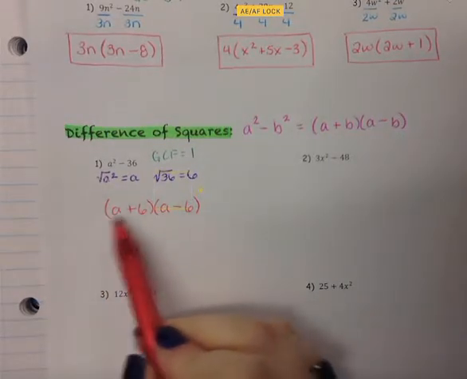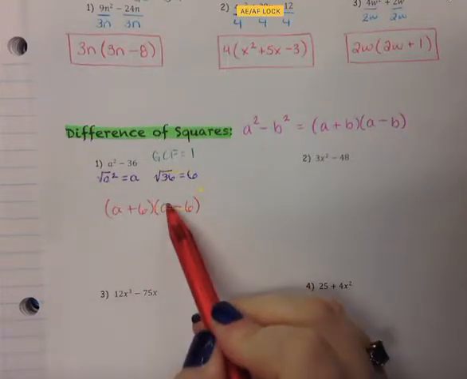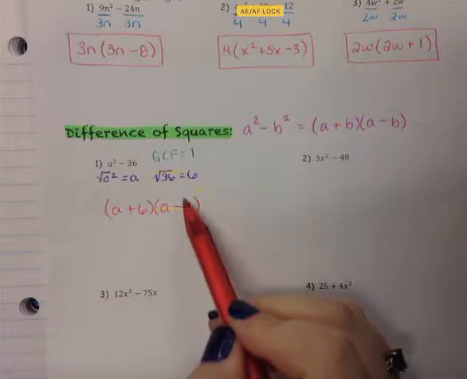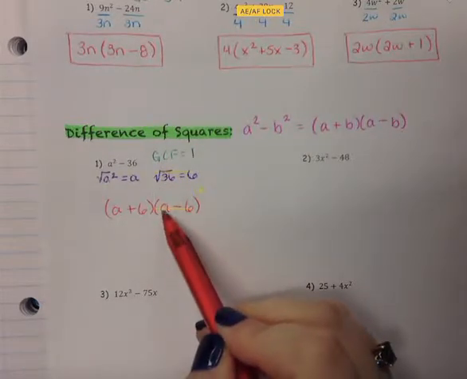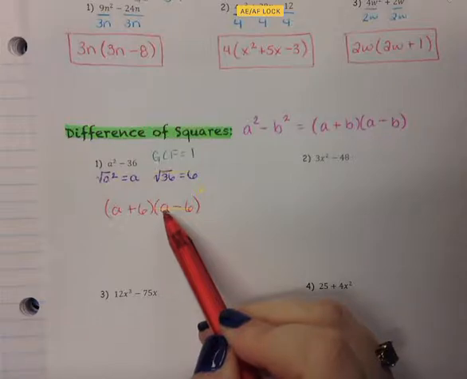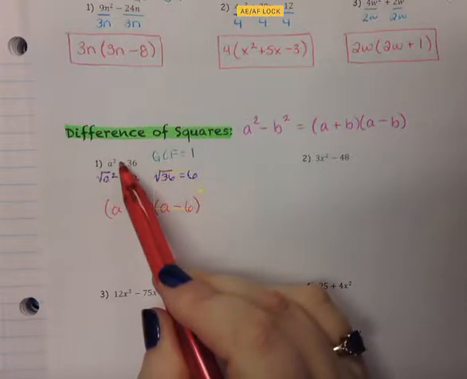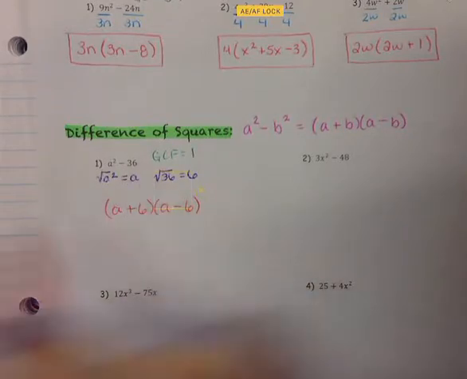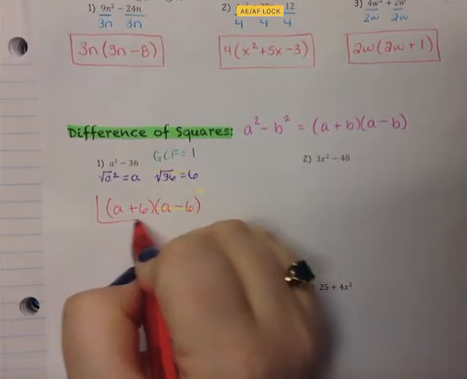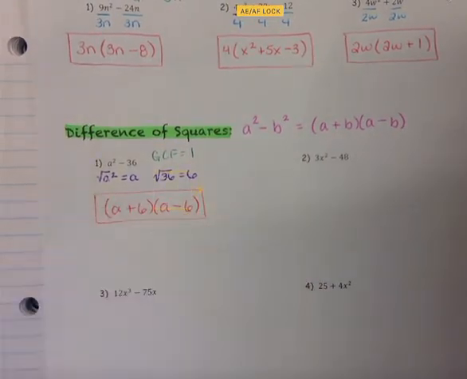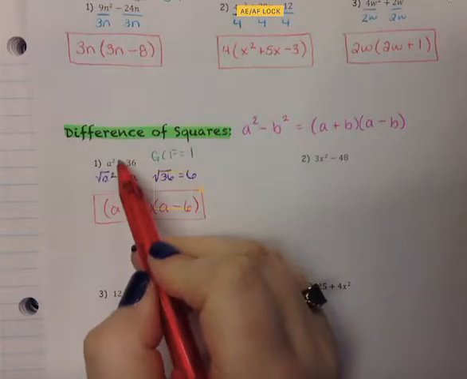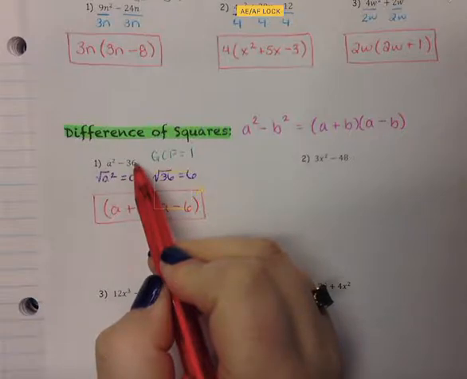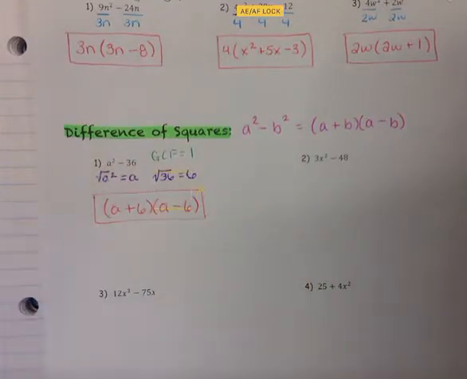If I were to distribute this back through, I would have a times a is a squared, a times negative 6, which is negative 6a, and 6 times a, which is positive 6a, which will go to a 0. Notice I have no a value in here, just basic a, because it's gone. And then we have a positive 6 times a negative 6, which gives us negative 36. This is why those signs have to be different, because we are literally getting rid of that middle value. Instead of going from a squared to a to a constant, it's going a squared straight to a constant.